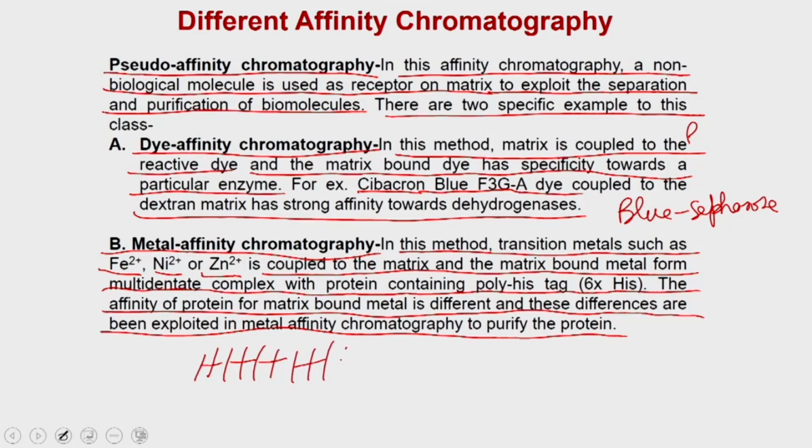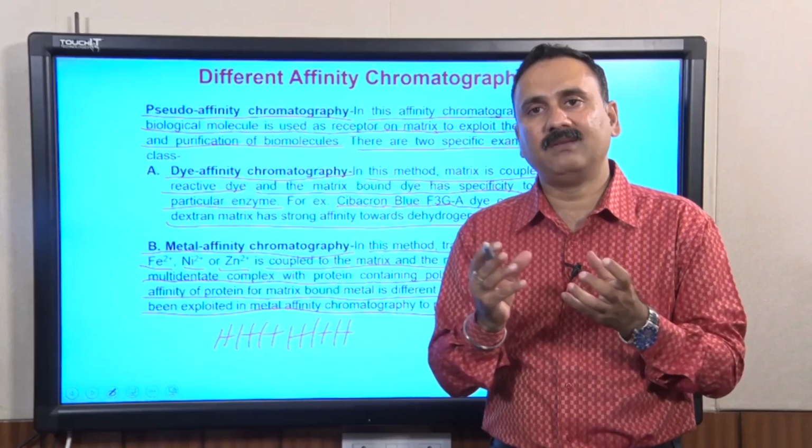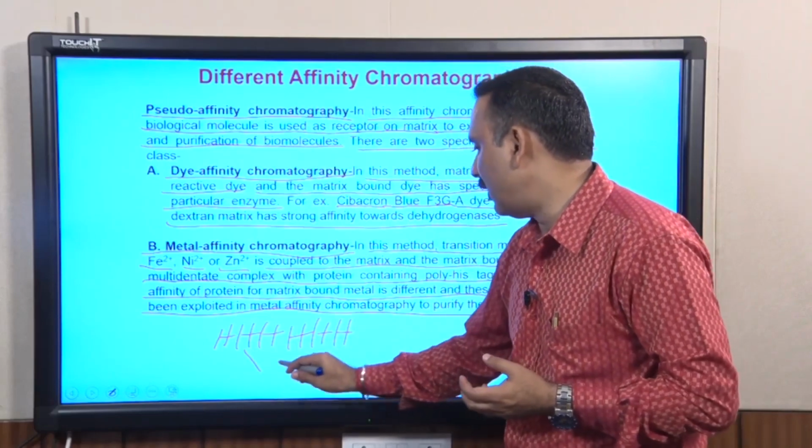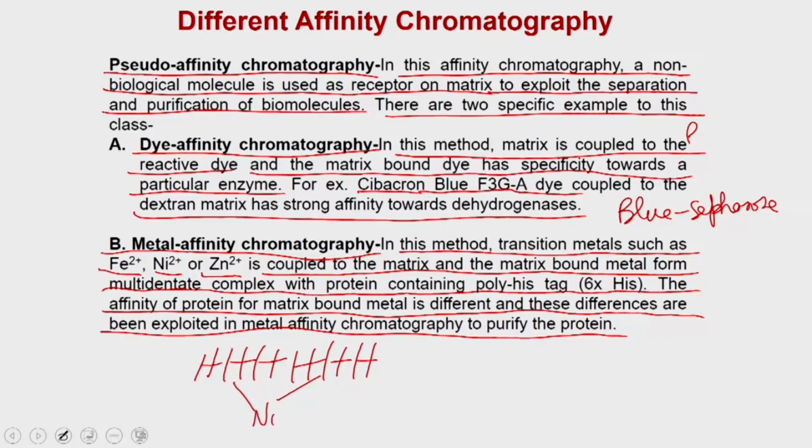So, these series of histidine molecules, mostly the 6 histidine molecules, are making a small biophore, and this small biophore has a very strong affinity for the matrix-bound nickel or matrix-bound zinc, and because of that it will go and bind. All other proteins do not contain a stretch of histidine, or even if they contain histidine, they may not contain a stretch of histidine at one corner of the protein.